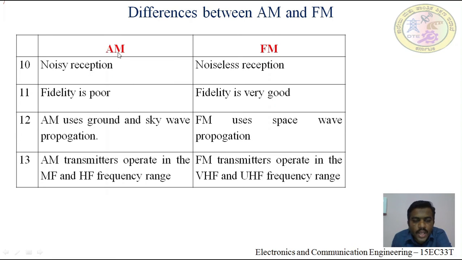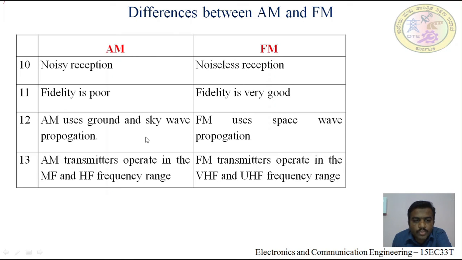The fidelity of amplitude modulation is poor. Fidelity means the ability of the AM receiver to regenerate the modulating signal over a wide range of frequencies. In amplitude modulation, it is not possible to regenerate the modulating signal over a wide range of frequencies. But in frequency modulation, the modulating signal can be regenerated over a wide range of frequencies. Hence, the fidelity of the amplitude demodulator is poor and the fidelity of the frequency demodulator is better.